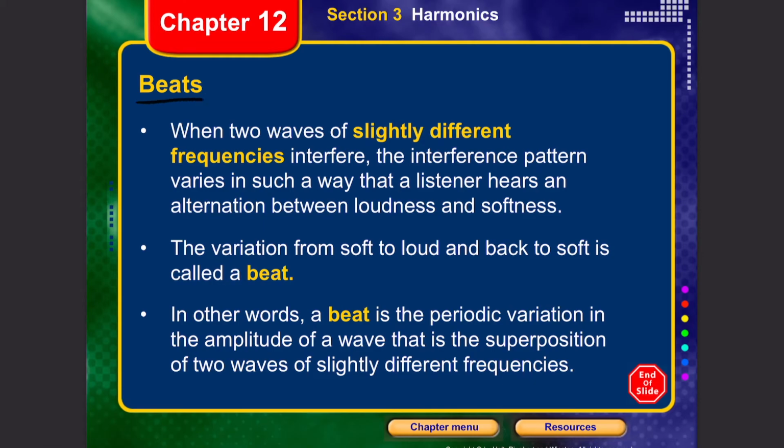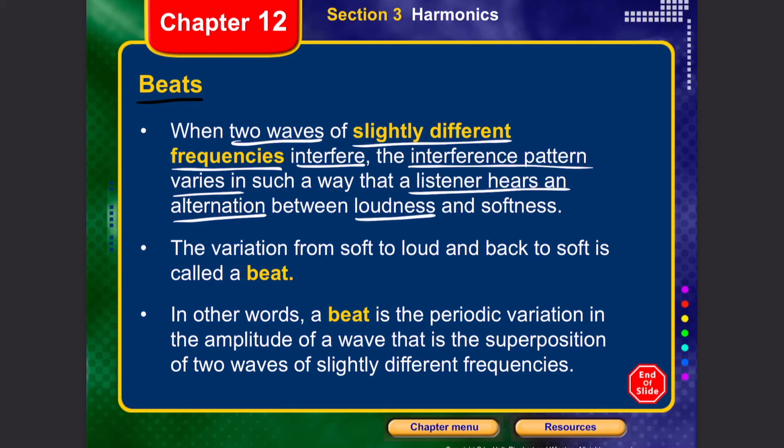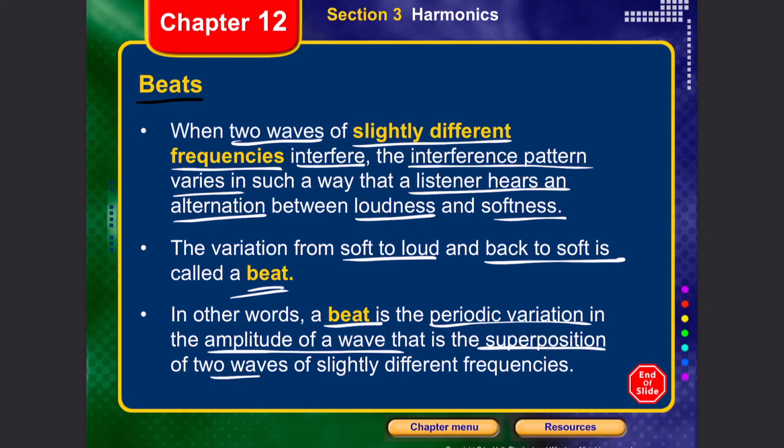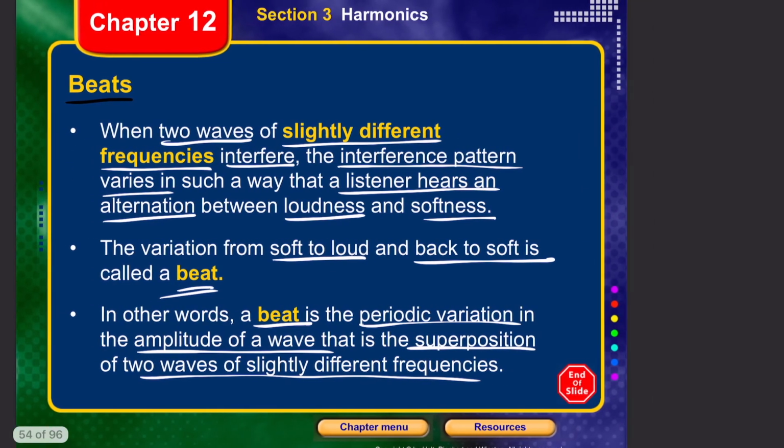Next, let's talk about beats. Whenever two waves with slightly different frequencies interfere, the interference pattern varies in such a way that a listener hears an alternation between loudness and softness. The variation from soft to loud and back to soft is called a beat. In other words, a beat is a periodic variation in the amplitude of a wave that is the superposition of two waves with slightly different frequencies.